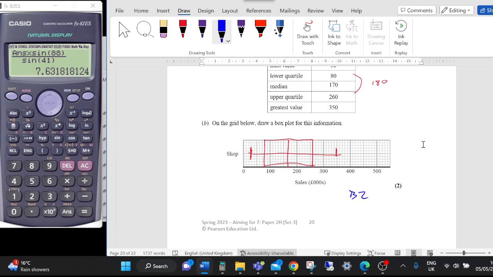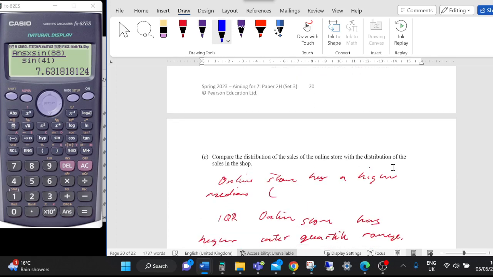The shop takes less money for sales in general since the median is lower, so one comparison regarding the median. And then 1 mark for a comparison relating to the interquartile range. The interquartile range of sales for the online store is greater than the interquartile range for the sales in the shop. So that's my second C1 mark. And that brings us to the end of the paper.